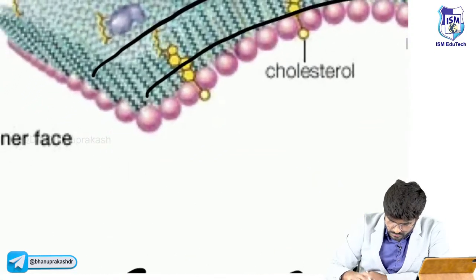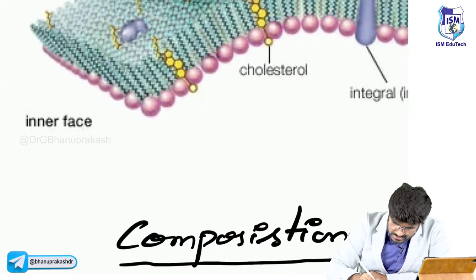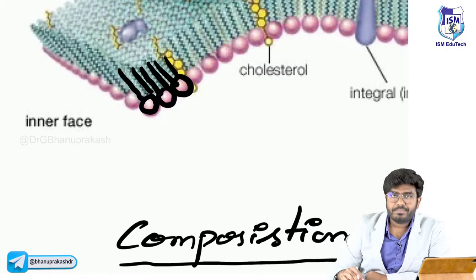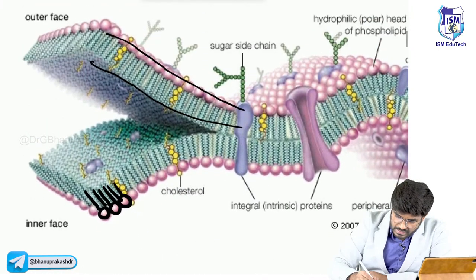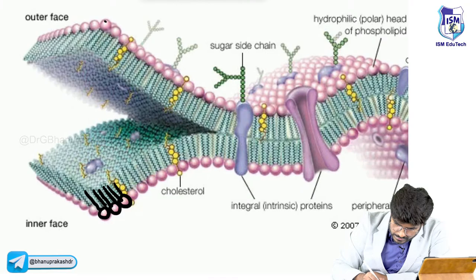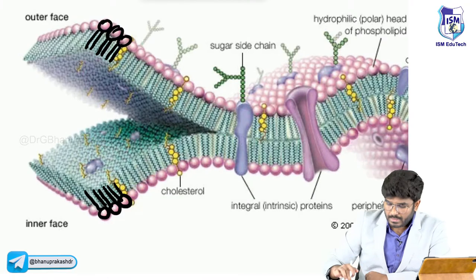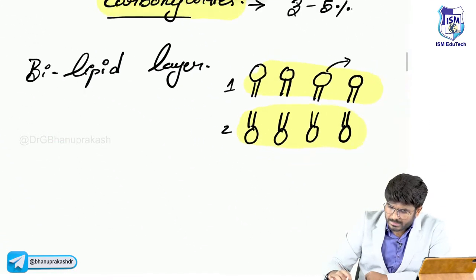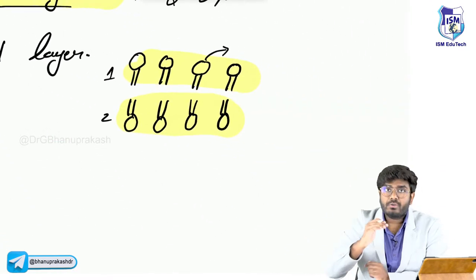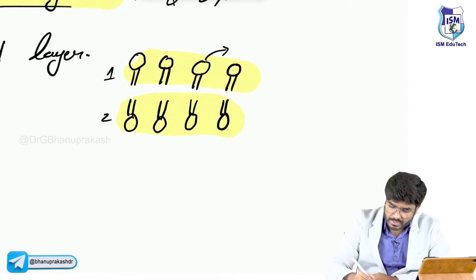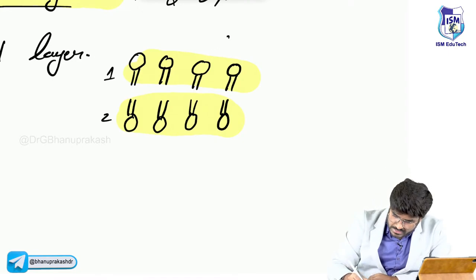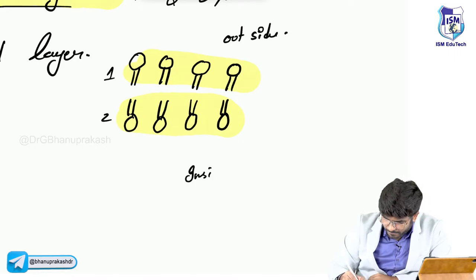If you zoom here, see, dekho, it's the same thing. These are the heads. These are the tails. This is the head, this is the tail. Head and tail, sir. So, this is one layer, this is the other layer. So, it's a bilipid layer. Now, this head region, sir. Let me put it this way: this is outside the cell, this is inside the cell.